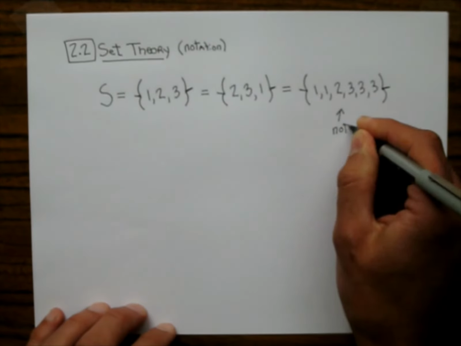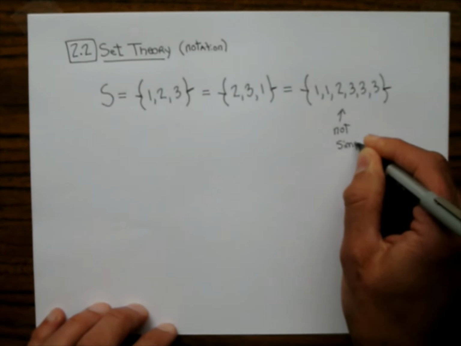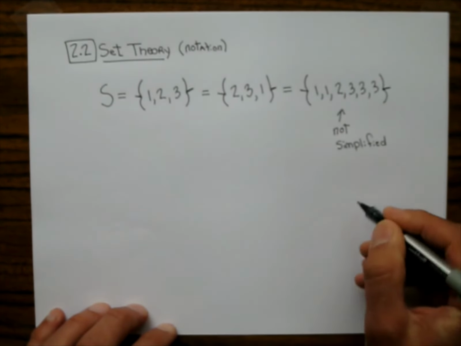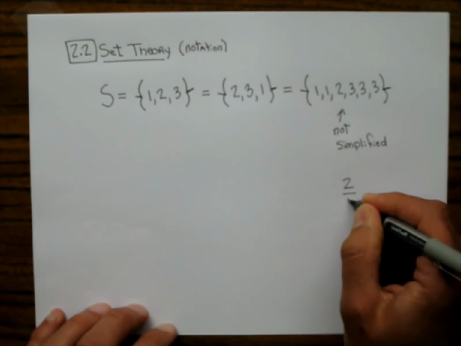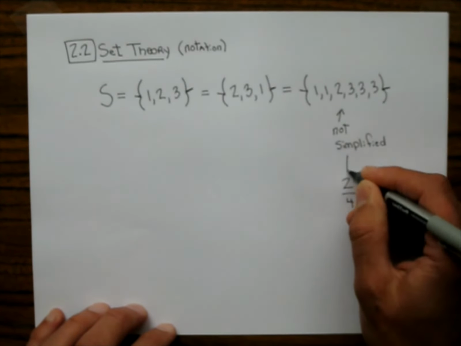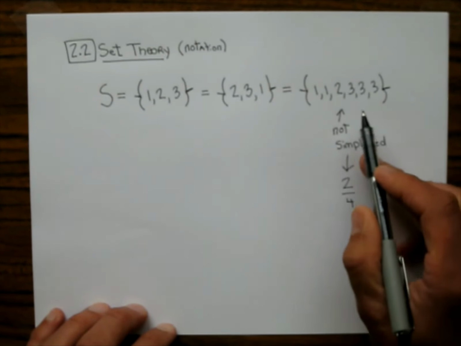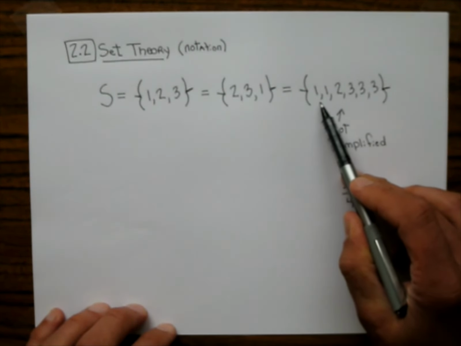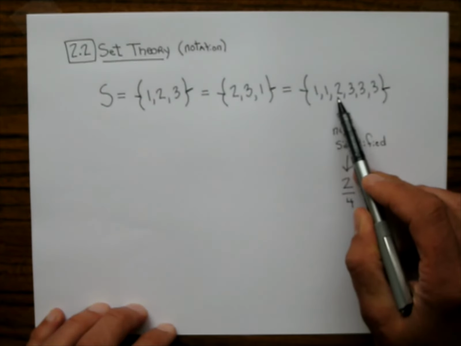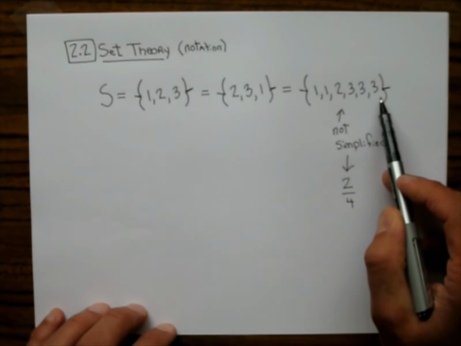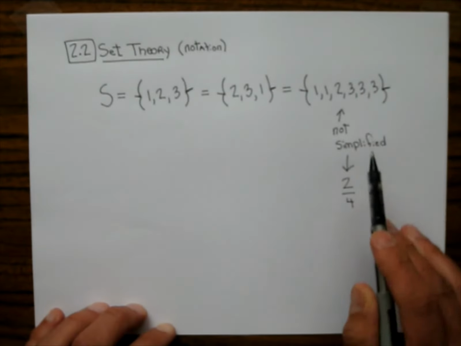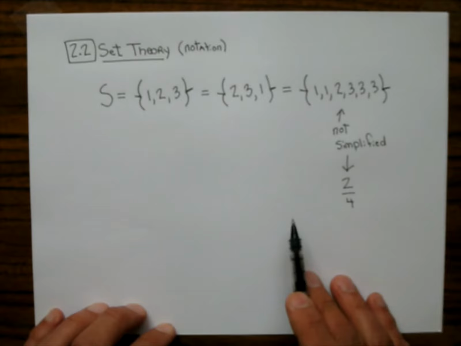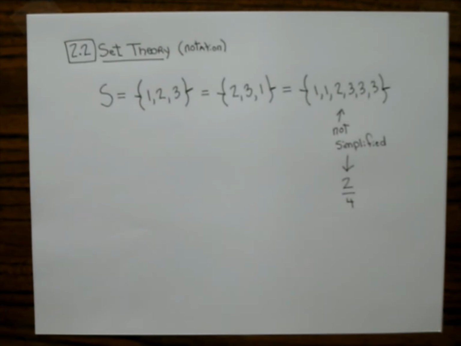This is not simplified. It still describes this set, just kind of like 2/4 is not simplified, and you should write 1/2. So you shouldn't have repeats. It's like saying I like the colors orange, orange, red, blue, blue, blue. It's kind of redundant, so we wouldn't want to write our sets with repeat elements, and that's something important when we're doing some notation with set theory.